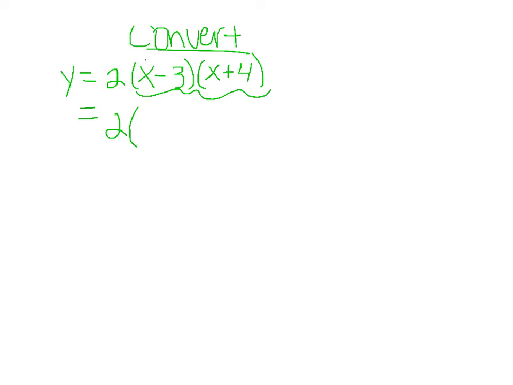So I'm going to start with this first x. We're going to do x times x, which will be x squared. And then x times 4, which will be plus 4x. So now my x has been distributed everywhere. Now we'll distribute the negative 3. Negative 3 times x is minus 3x. Negative 3 times 4 is negative 12. So that's been distributed now.